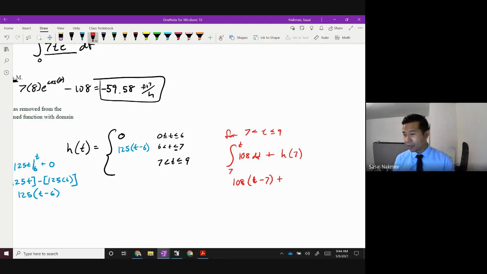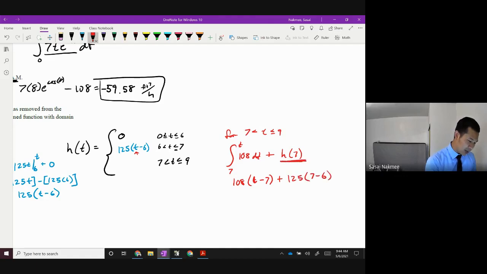H of 7 in this case, we have to plug 7 into the previous function to see what it would be. So it would be 125 times 7 minus 6. That's what H of 7 is, because we found that from the one before. So this is going to be equal to 108 times T minus 7, plus 7 minus 6, which is 1, times 125. We get that right there. And this is my function of how much snow has been removed given a specific time. And that's my answer.